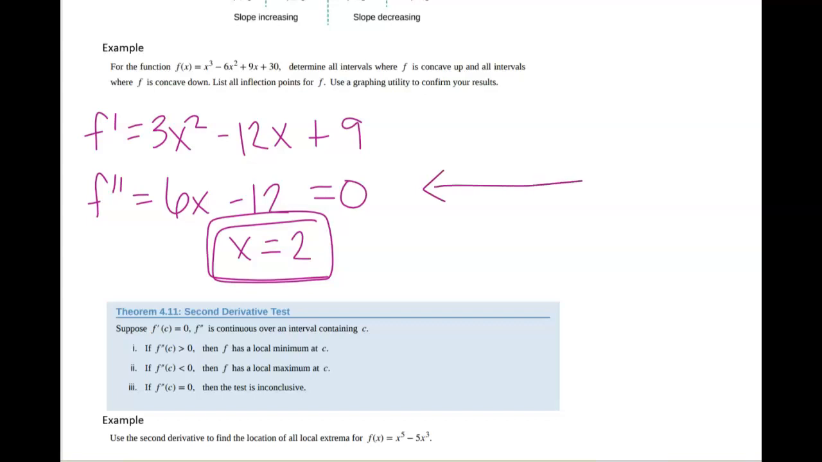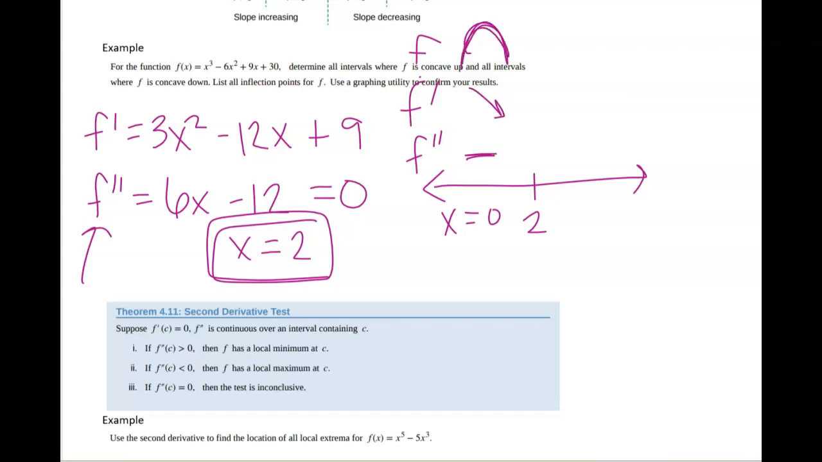So I'm going to test this on a number line, and I'm looking at f double prime. Let's go ahead and make connections all the way up, so we'll talk about f prime and we'll talk about f. If I plug in numbers smaller than 2 into the second derivative, 0 for example, I'm going to end up getting negatives. So that means f prime must be decreasing and f must be concave down. If I plug in numbers bigger than 2, like 3, I'm going to end up getting something positive, which means f prime must be increasing and f must be concave up.